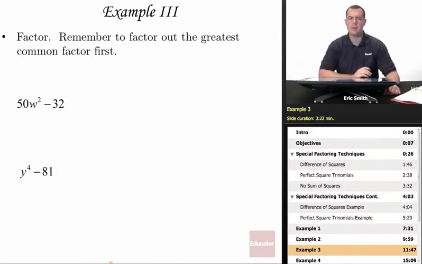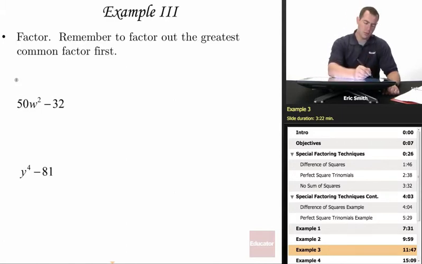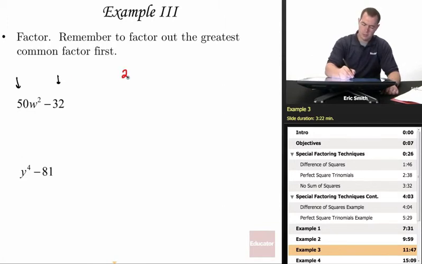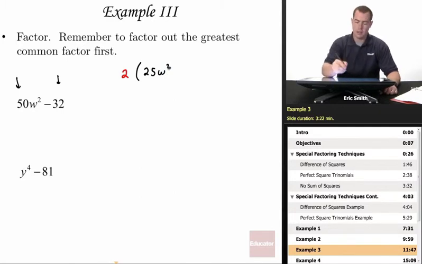Remember, when using any of these special factoring techniques, you should always be on the watch out for some common factors that you can pull out from the very beginning. In these next two examples, we'll see if we can do just that. So this one, 50 is not a square number, nor is 32. But if I look at both of them, they're both divisible by 2. So I need to take out a common 2 first. Let's write out that common 2 and see what's left over. So 50 divided by 2 would be 25w squared. And 32 divided by 2 would be minus 16.